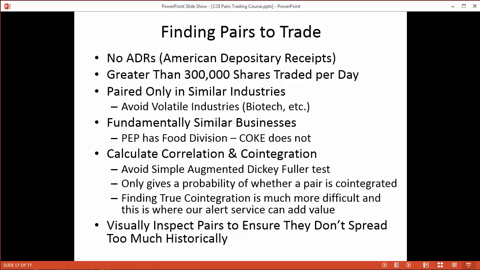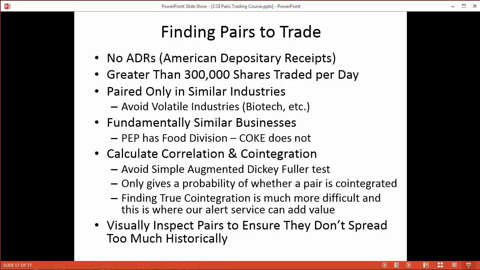So finding the true co-integration is much more difficult, and this is where our alert service can add value. We go through the co-integration process and evaluate all the different pairs that we've put together. We make sure that they have been co-integrated and that they continue to be co-integrated moving forward.